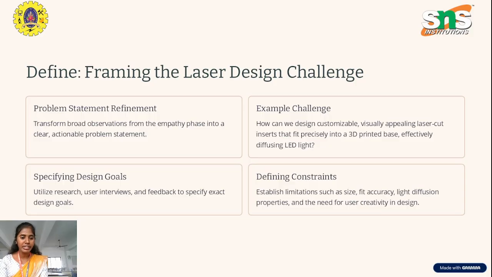The third part is specifying design goals. After the question, we have to specify the design goals. Utilize research, user interviews, and feedback to specify the exact design goals. Then defining the constraints. Our constraint is to produce accuracy. Establish limitations such as size, fit, accuracy, light diffusion properties, and the need for user creativity in design. These are the defined constraints.